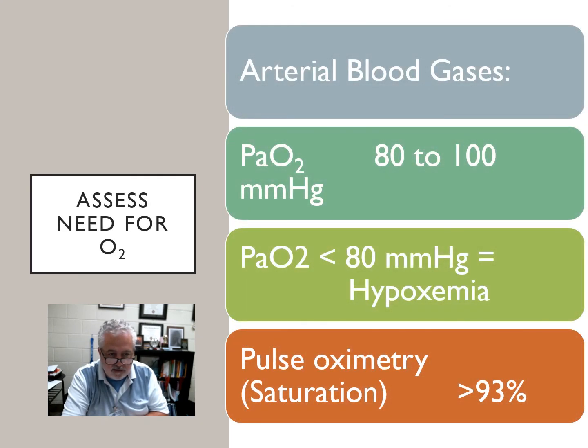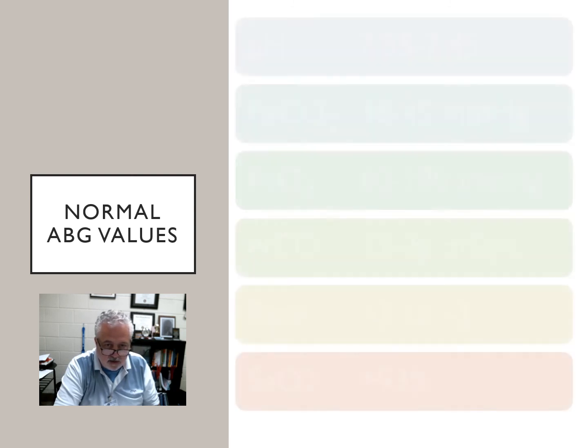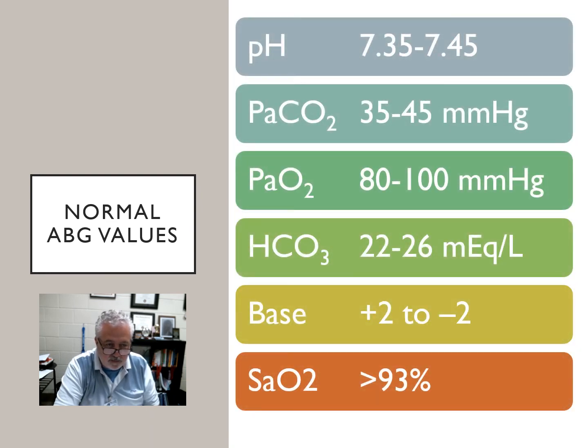All right, assess the need for oxygen. This is the blood gas, right? So the blood gas, we said we would need to be able to support the patient if their blood gases are deteriorating. The first thing you got to know is what are the normal blood gas values, and so you got to start there and then be able to evaluate from there.